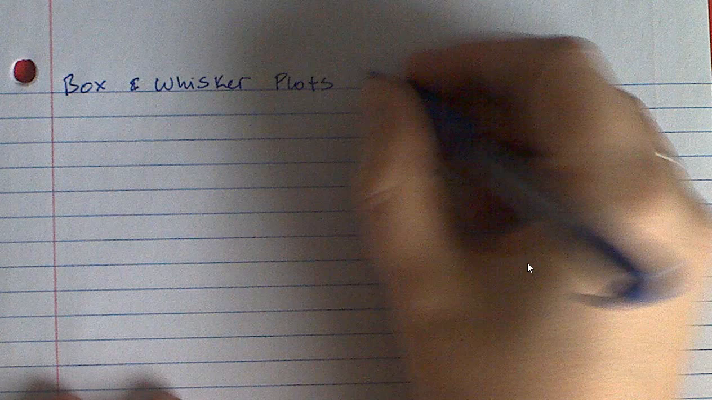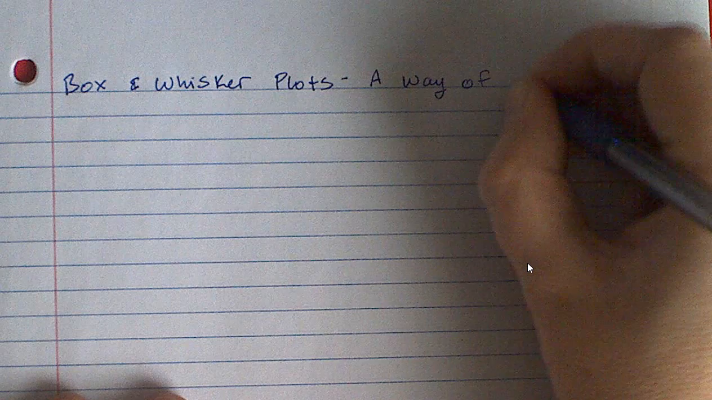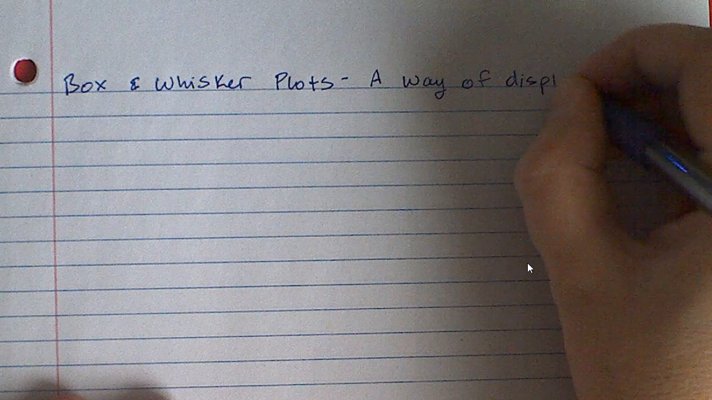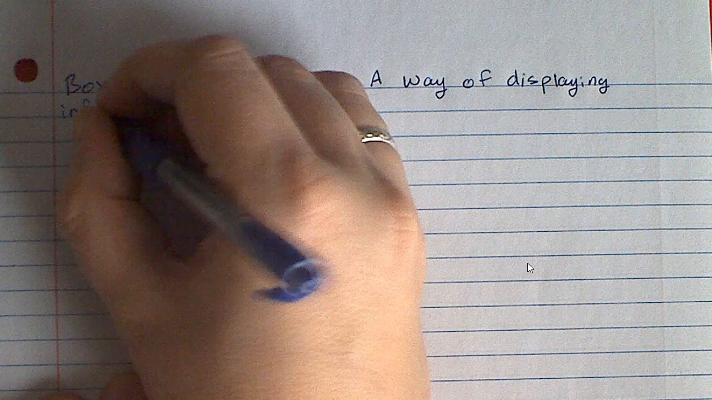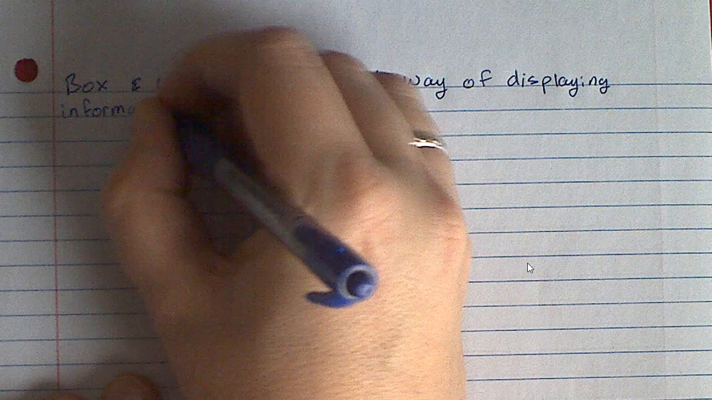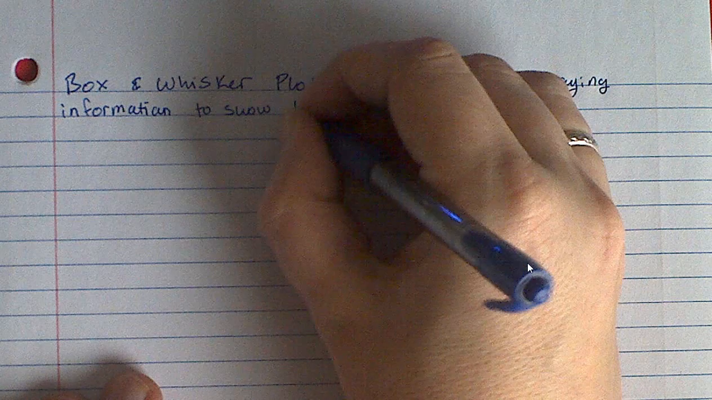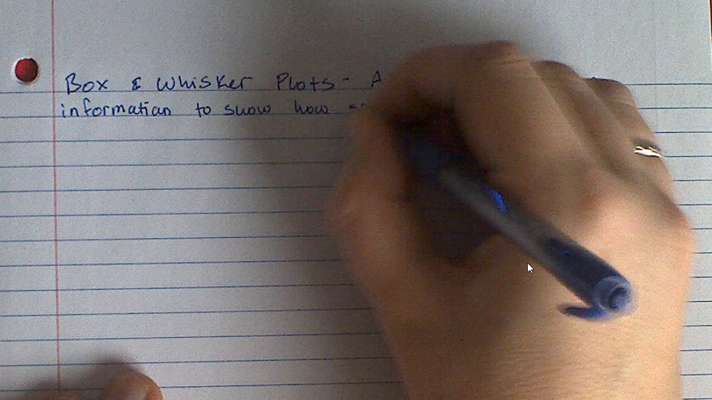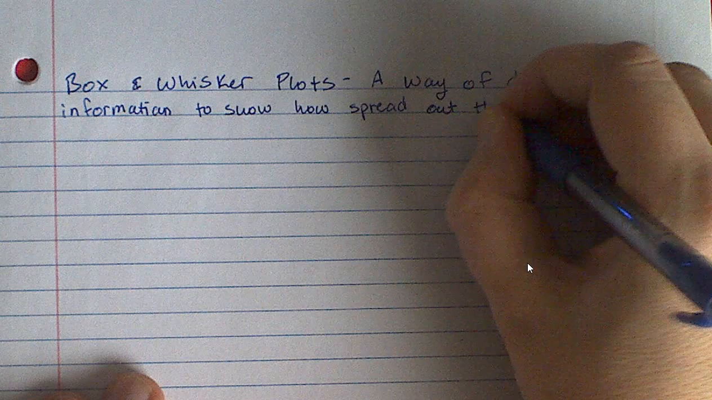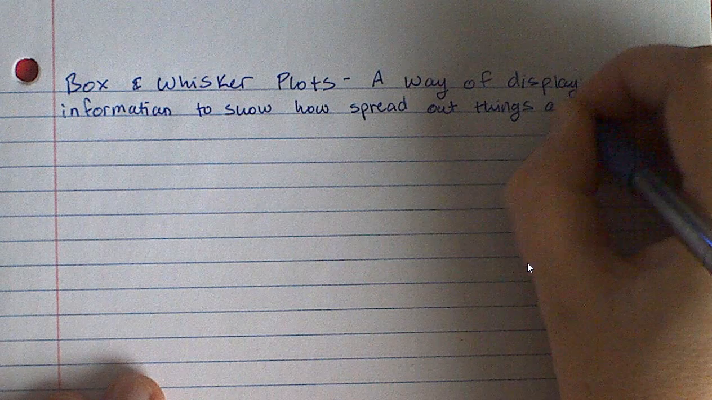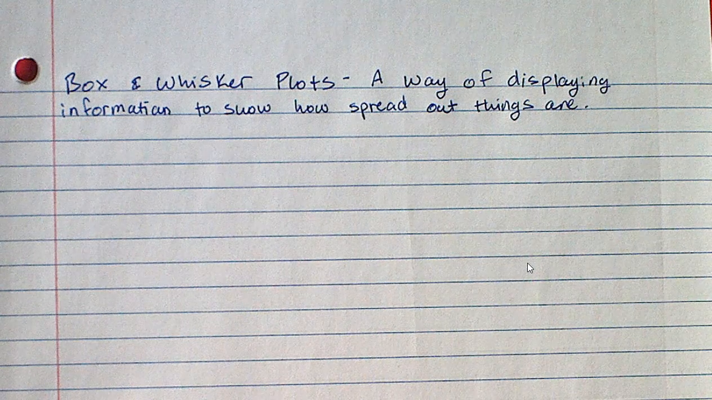So box and whisker plots are a way of displaying information to show how spread out things are. It's mainly focused on spread and also kind of how clustered things are towards the center.